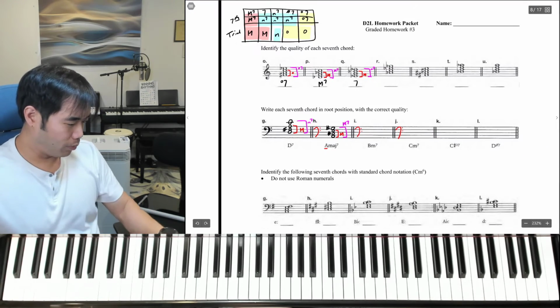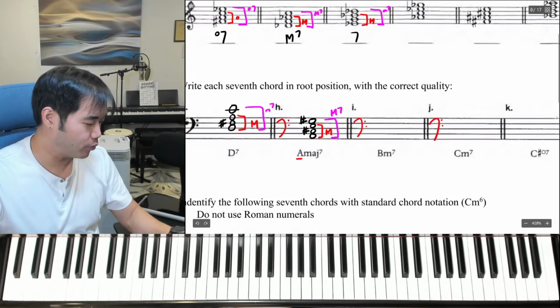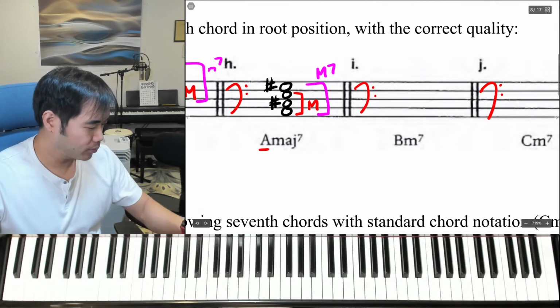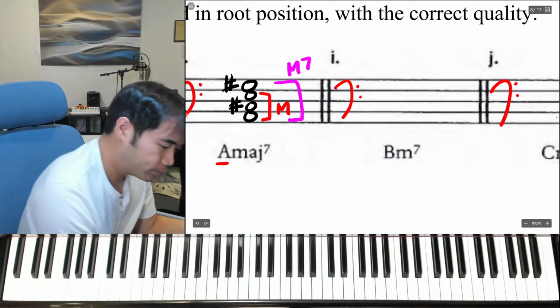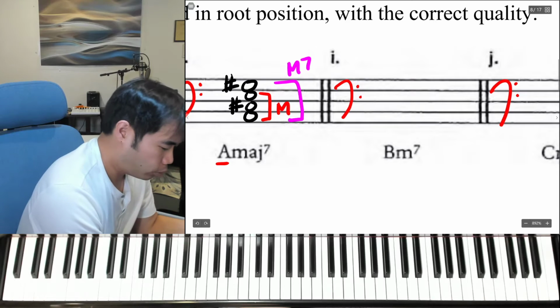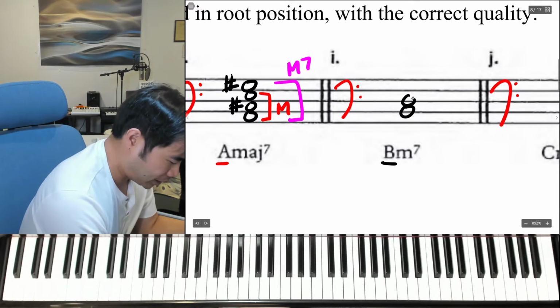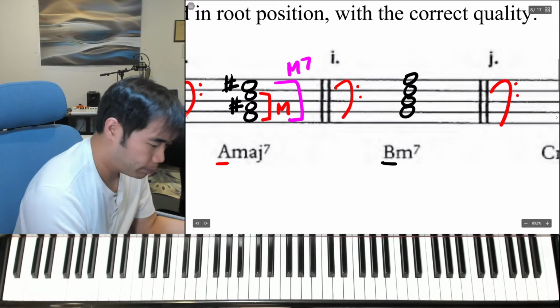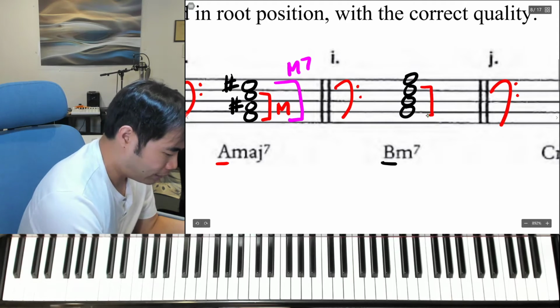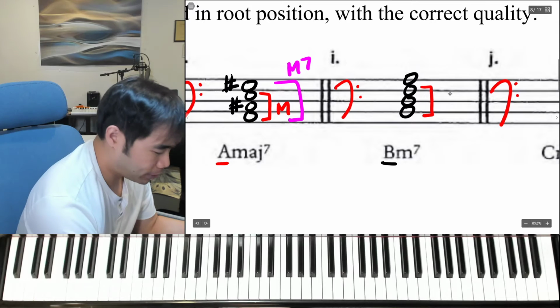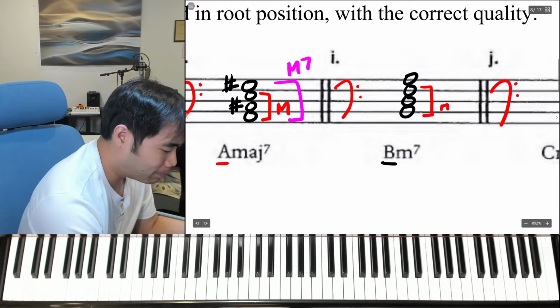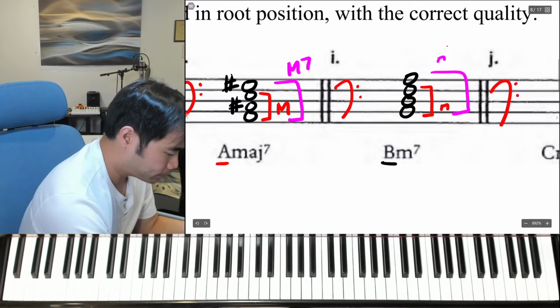Okay, let's do one more. So we'll do half of them for this one, okay, together. Make your life a little easier. Same steps. What's the root? The root is a B. Okay, let's build the rest of it. Line, line, line, line. What kind of triad do we need? It's a minor 7th, which means we need a minor triad and a minor 7th.